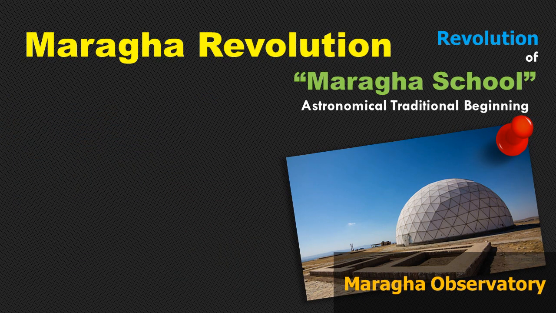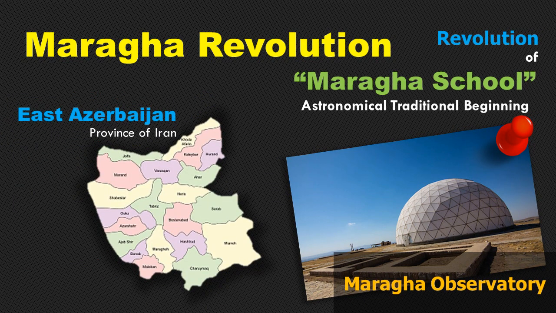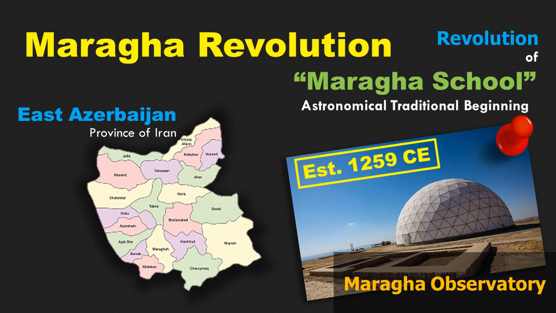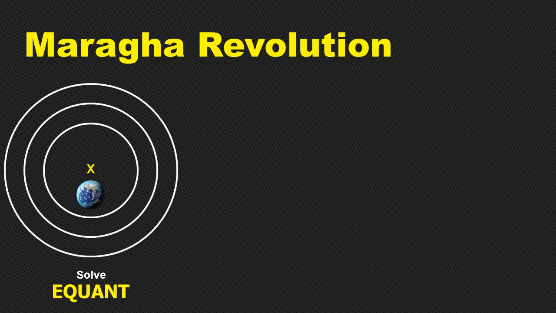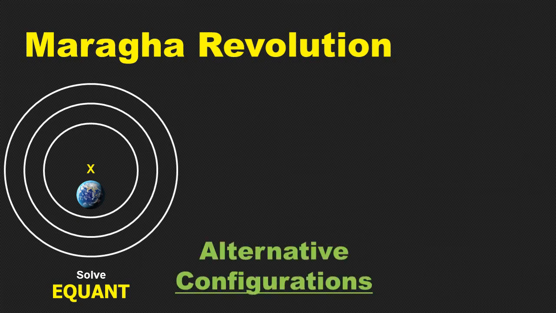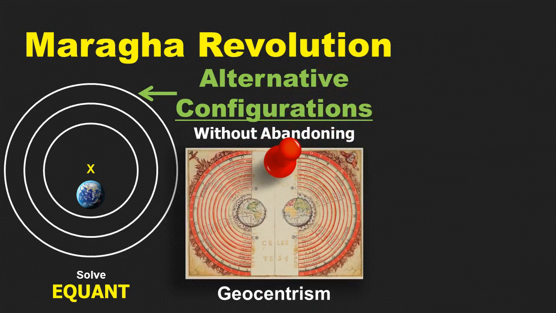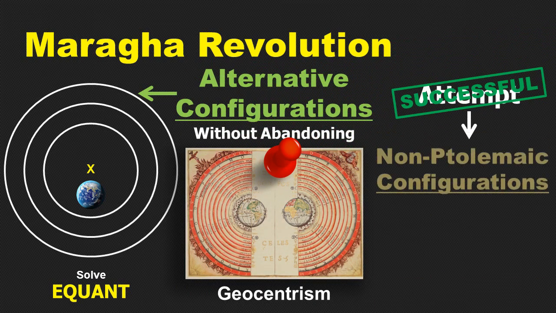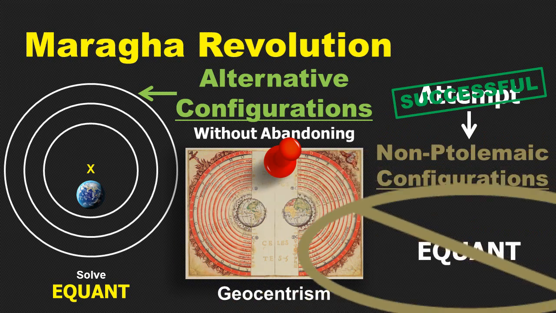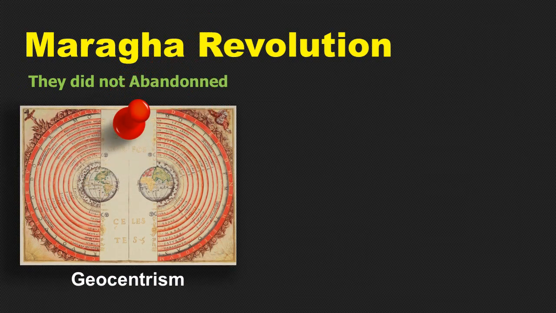Maragha Observatory was located in East Azerbaijan province of Iran, and it was established in 1259. During this revolution, astronomers attempted to solve the equant problem, which was mentioned before, and produce alternative configurations to Ptolemy's model without abandoning geocentrism. Their attempt was successful in producing non-Ptolemaic configurations without using the equant. They did not abandon geocentrism, and did not make a paradigm shift to heliocentrism. Many things happened after this in Islamic astronomy.